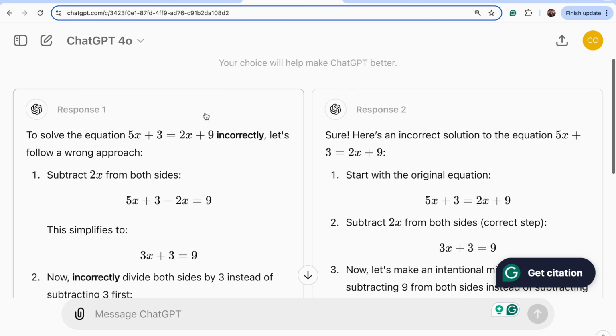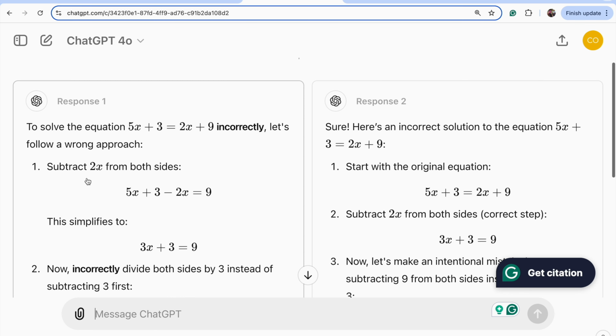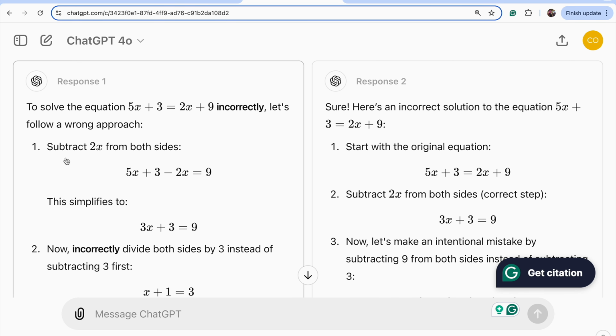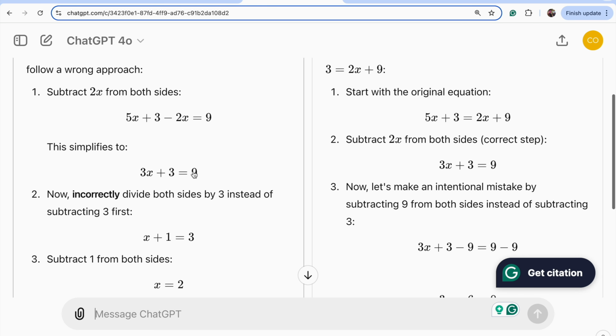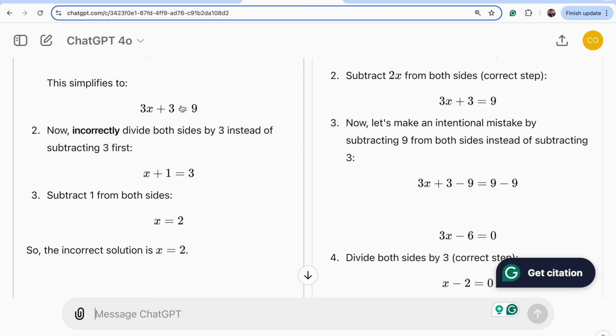Let's see. To solve the equation incorrectly, let's follow a wrong approach. Okay. So a wrong approach is subtracting 2x from both sides. That's correct. That's what simplifies. Now incorrectly divide both sides by 3 instead of subtracting 3. You can't do that actually. That is not incorrect. It's still a correct step. Dividing an equation by 3, that's correct. Subtracting 1 from both sides, and that's a correct answer.